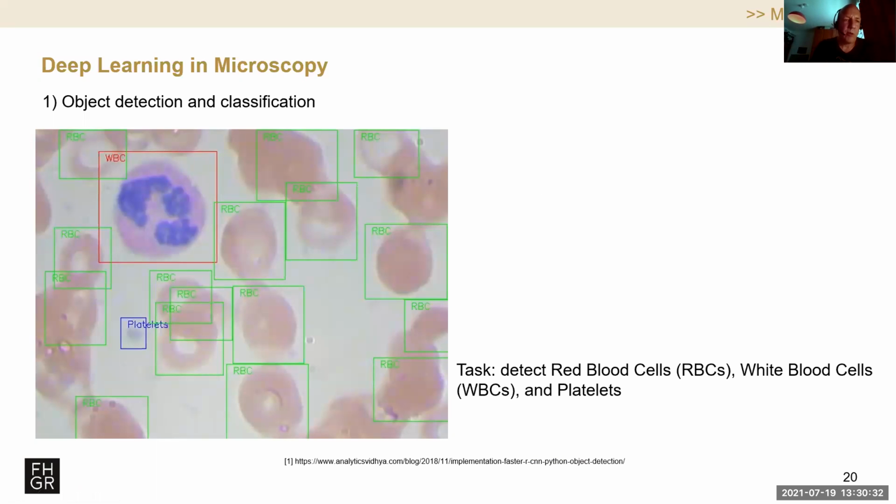We can use it in microscopy. We can do object detection and classification. This is something that you can also download and try out for yourself. A task here was to detect red blood cells, white blood cells, platelets. We're using a limited number of training cells with, as you can see, very high reliability.